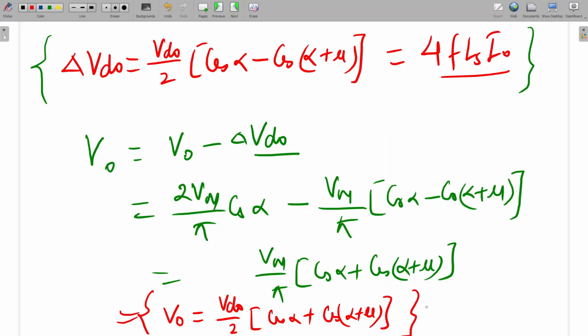Is it clear? This thing already have summarized there. So this is the delta Vd0 equation for all the converters. Okay. And this is the output voltage for all the converters except the single pulse. Is it clear up to now? Anyone reply? Yes, sir. Okay. So some questions are there based on this only. That will take one by one.